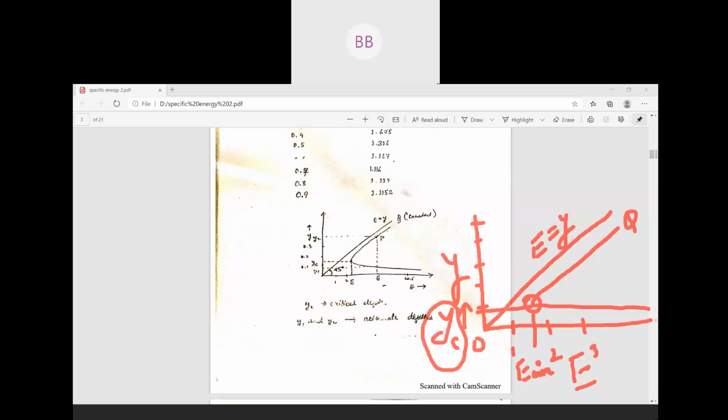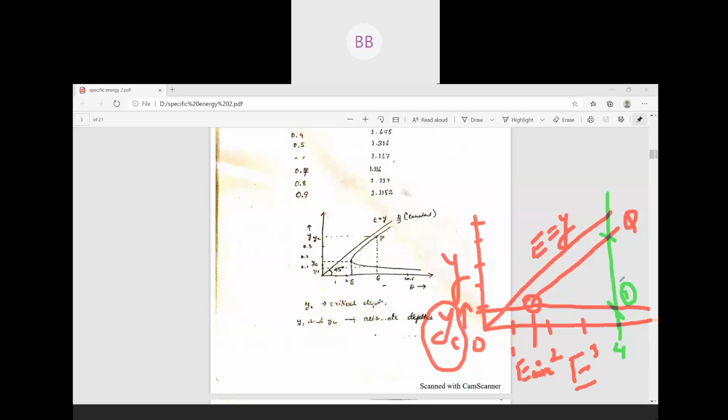So why is it important? Because for the critical depth we will have one specific energy, that is E minimum. Apart from this minimum specific energy, you consider any point. Suppose you consider a specific energy of 4 meter. So this is your 4 meter specific energy. If we consider this 4 meter as a specific energy, draw a straight line.